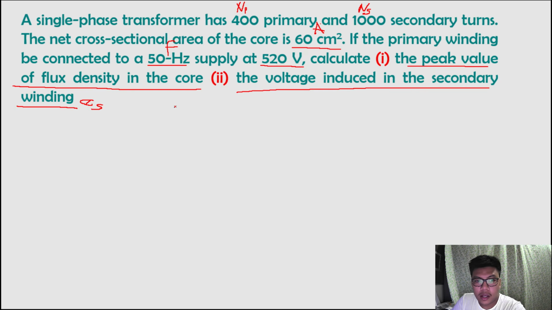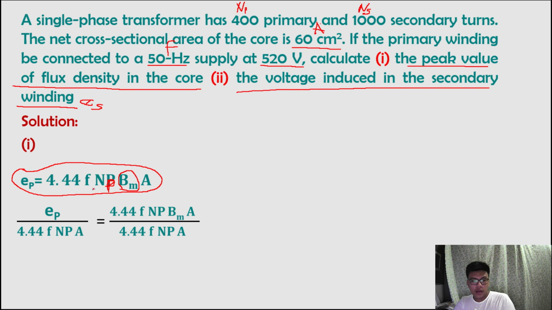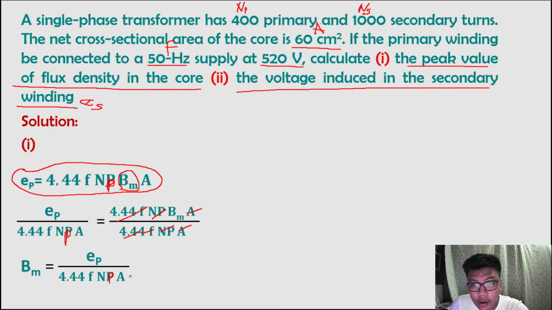Okay. So, itry natin isolve. So, meron tayong equation, yung para sa ating induced voltage sa primary. So, ang hinahanap natin, malinaw. Ang hinahanap natin yung B sub M, yung flux density. So, all we need to do is we divide both sides by, okay, ititira lang natin yung B sub M. So, we divide both sides by 4.44 F N sub P A. Okay. So, cancel dito yung 4.44 F, N sub P, and A. So, matitira na lang. So, we have B sub M is equal to E sub P all over 4.44 F N sub P A, N sub P, ano? For the primary turns.